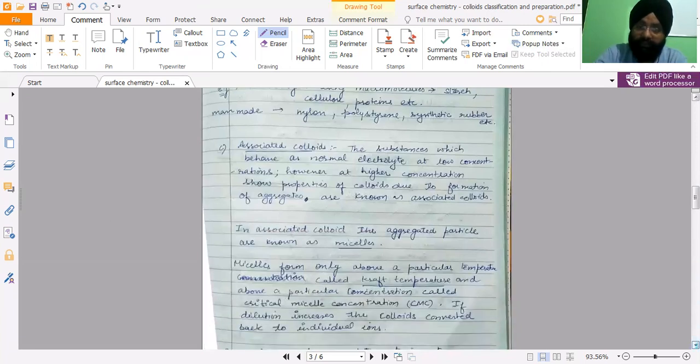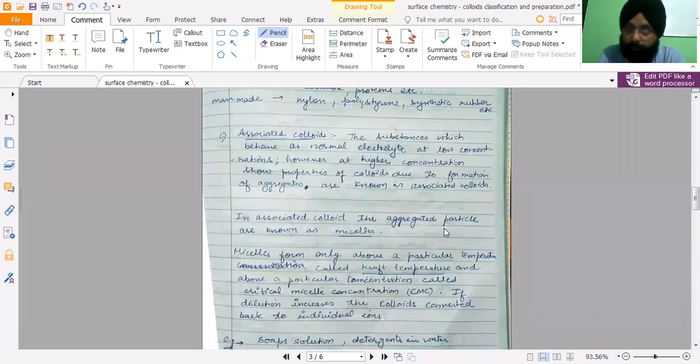Associated colloids are also made of aggregates, but how do they differ from multimolecular colloids? Multimolecular colloids always have particles in the form of aggregates, but associated colloids behave normally at low concentration. They behave as normal electrolytes, with normal true solution characteristics. But at a certain concentration and at a certain temperature, they form aggregates. Two conditions are there, temperature and concentration. Only then can they form aggregates.